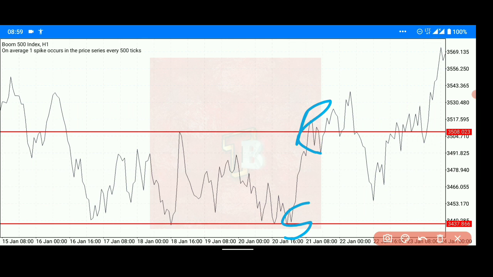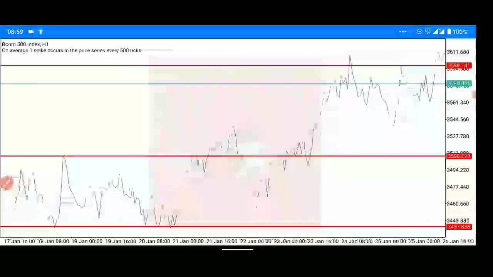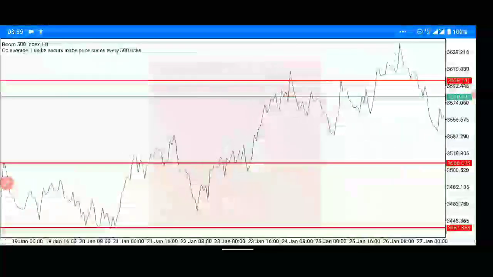So this is what we are going to do. We are going to locate points in this chart where the market broke the resistance and retested. That retesting point is where we are going to enter the market. So that is what you'll be looking out for.